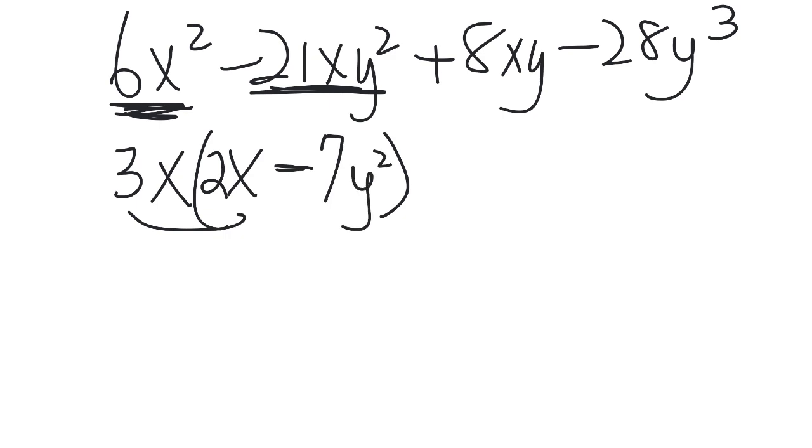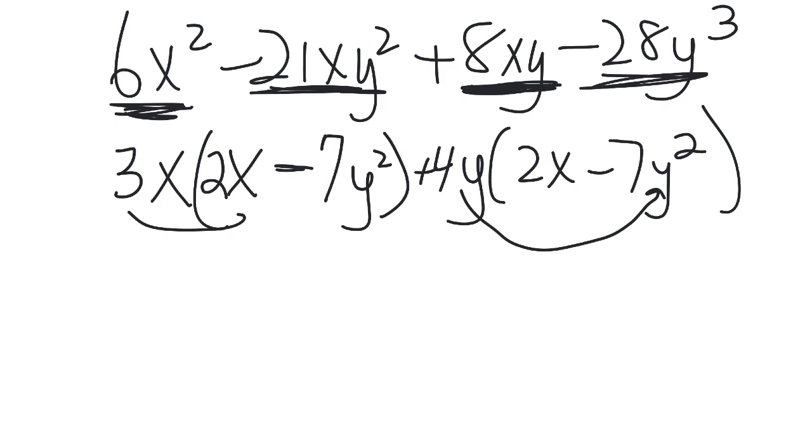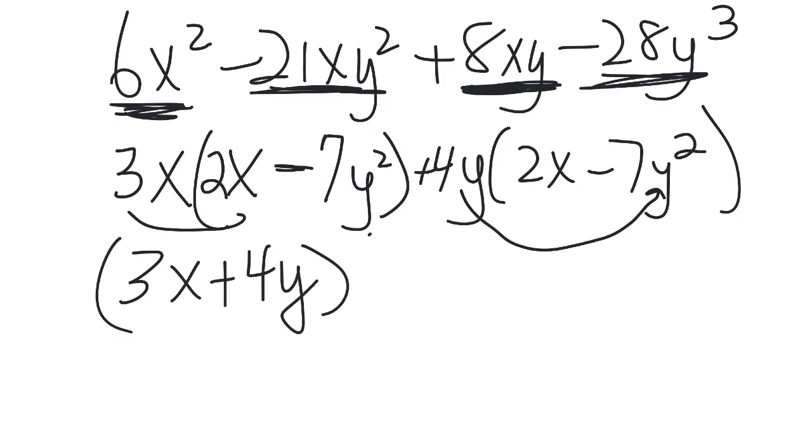All right, so again, I'm going to copy that over here: 2x minus 7y squared. And now I have to figure out what I need to take out. Well, I need an 8, so I need a positive 4 in there. And it looks like I need a y. Now, double check. 4y times 2x is 8xy, and 4y times negative 7y squared gives me negative 28y cubed. So that's correct. So again, I take the outside things and put those together, and then the commons, we write down here.